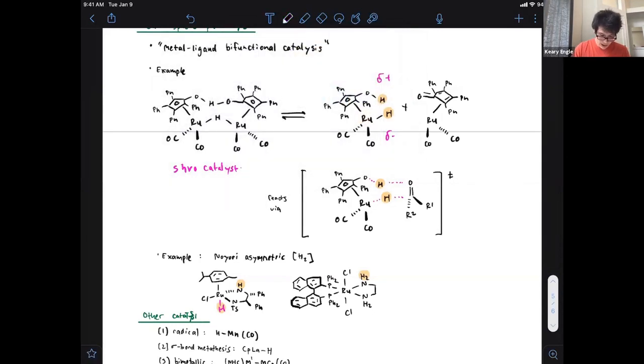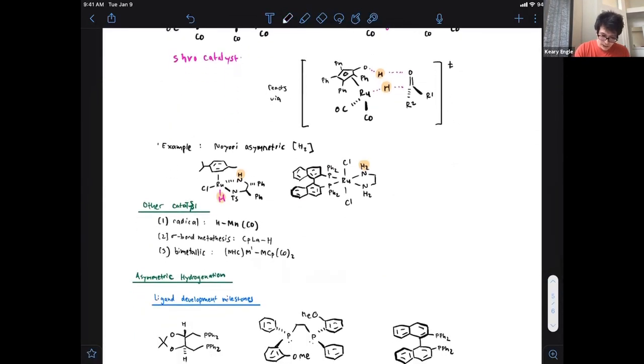Okay, and then there are some other types of hydrogenations that we won't cover in the interest of time, those that involve radical processes. This is, of course, a radical reduction, radical H atom transfer reductions, of course, a topic near and dear to the heart of this department.